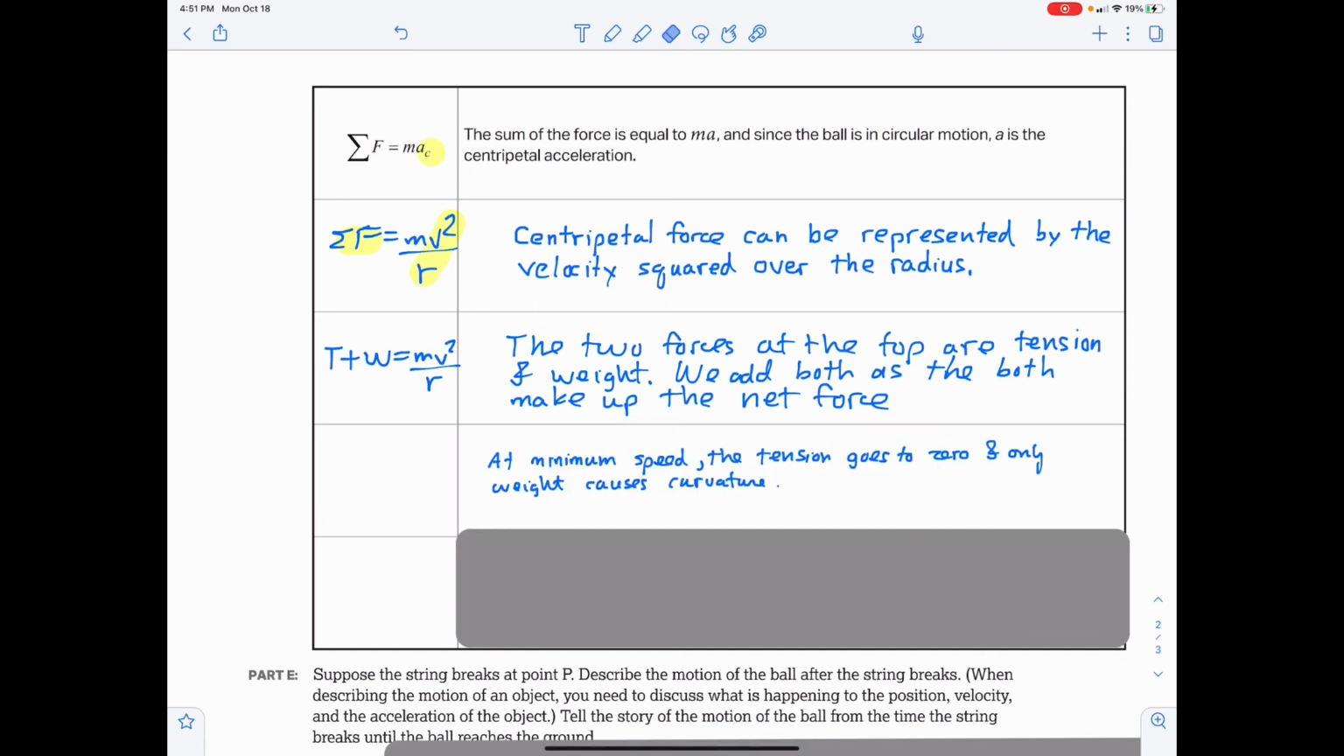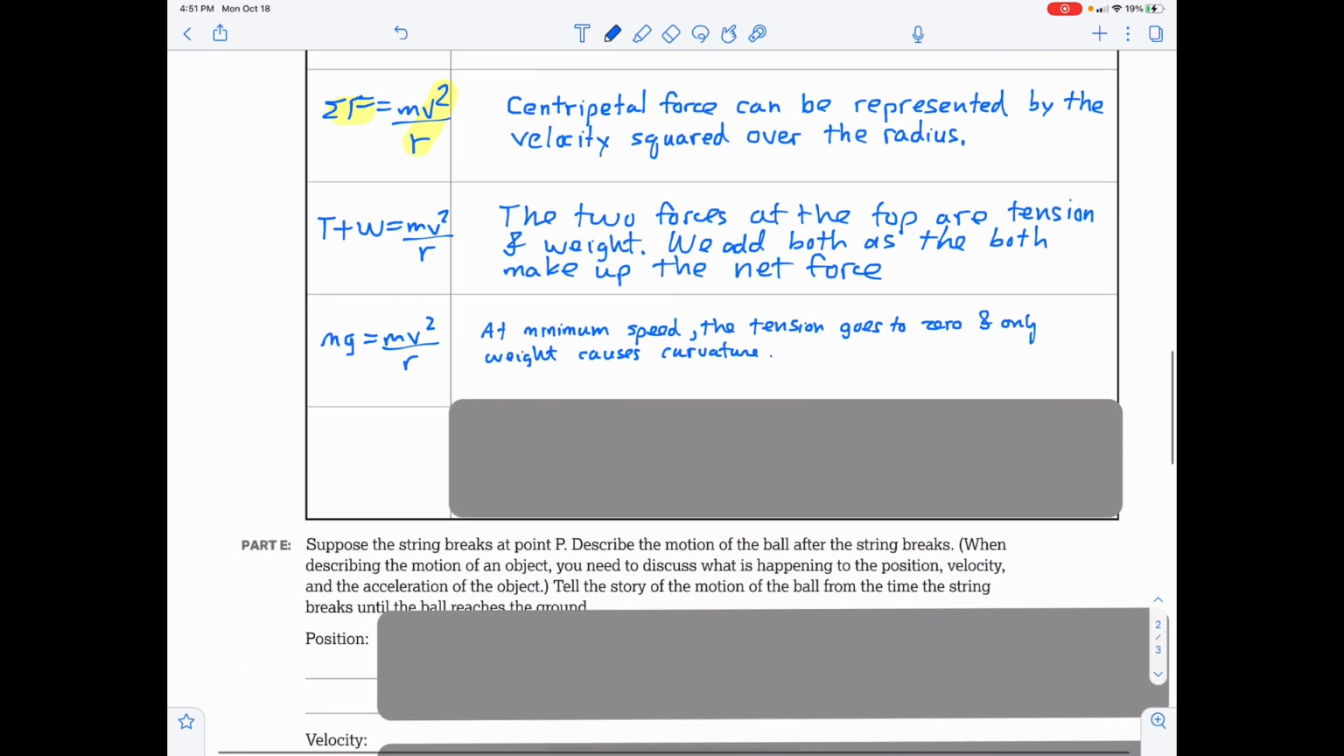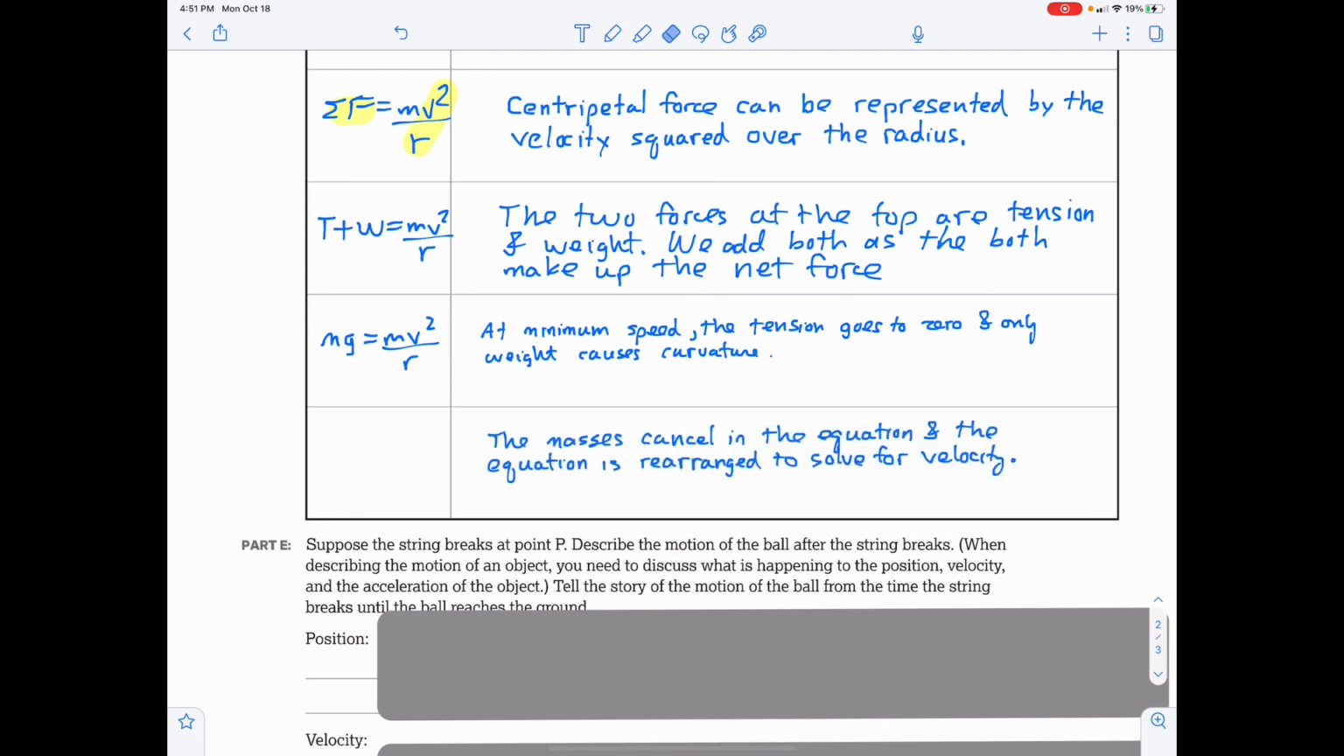At minimum speed, the tension goes to 0. So that means we're only left with mg equals mv squared over r. Only the weight causes curvature, so only the weight is now the net force. The masses cancel and the equation is rearranged to solve for velocity. And so we get v is equal to the square root of g times r.